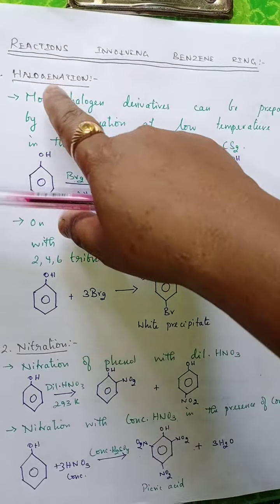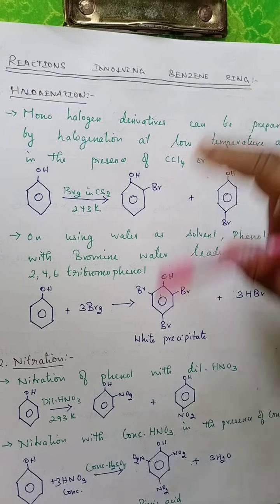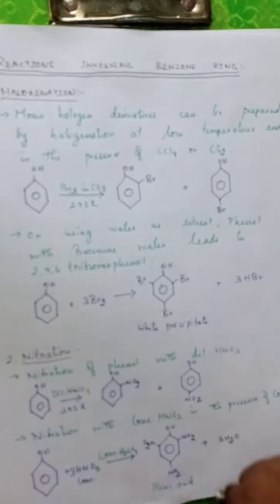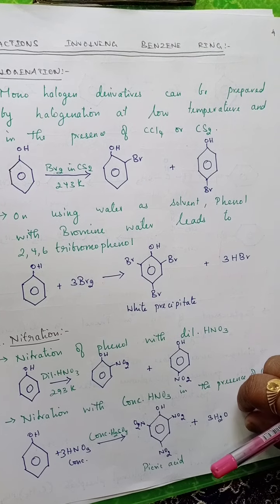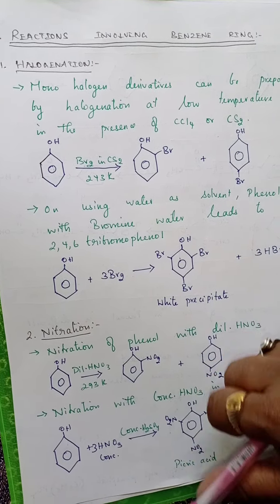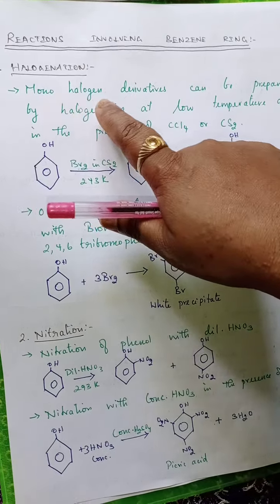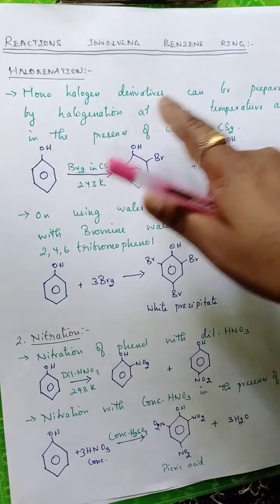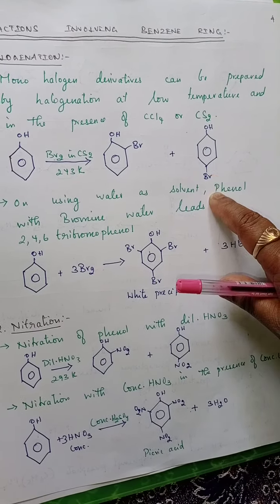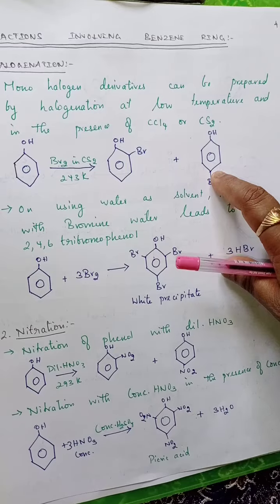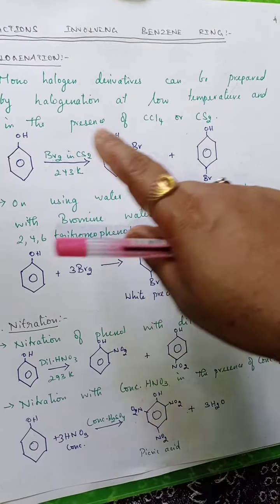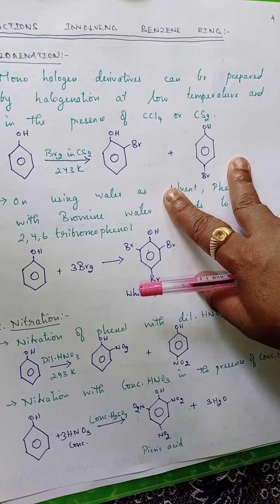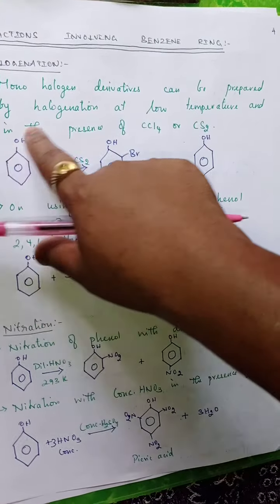Now we are on reactions involving the benzene ring. Over here, first we are going to see halogenation. Halogenation is nothing but a substitution reaction. So over here, the monohalogen derivatives, like in these two products, you are getting only one halogen. That is what a monohalogen derivative is. This can be prepared by halogenation reaction.